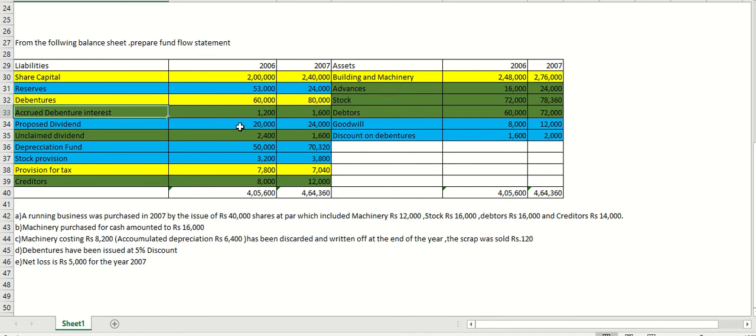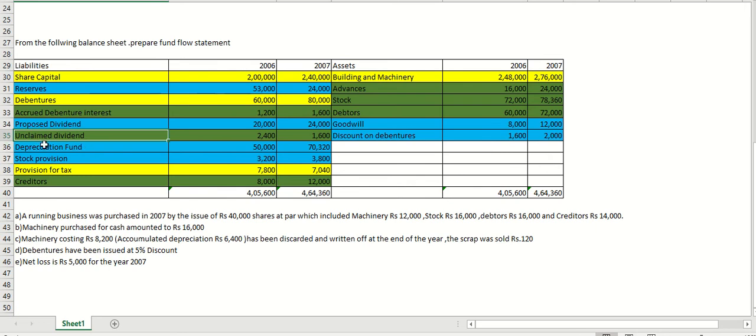Accrued debenture interest is nothing but your current liability, which will be shown up in your schedule of changes in working capital. Proposed dividend is the dividend proposed by the company, which will be shown up in your profit and loss adjustment account as the current year proposed, which is 24,000. Only that will be accounted. Unclaimed dividend is your current liability, the dividend which is unclaimed, hence it will be shown up in your schedule of changes in working capital.